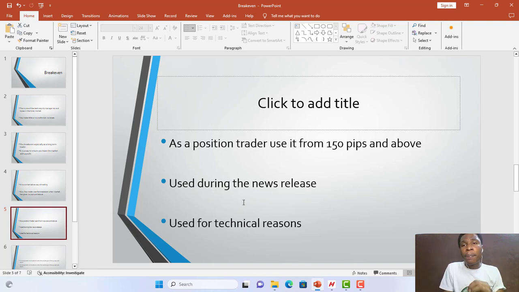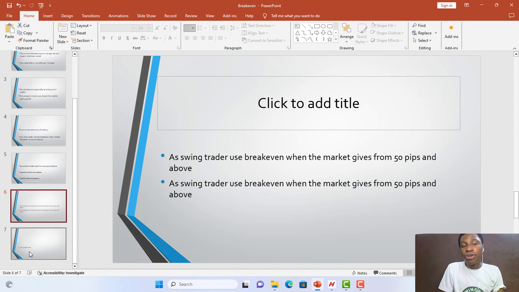So why do people use break even? They use it especially during news release, right? When a news is about to be released, used for technical reasons, right? They use it for technical reasons in the market. So especially during news release, right? So that's when people use it. As a swing trader, use break even when the market gives from 50 pips and above.